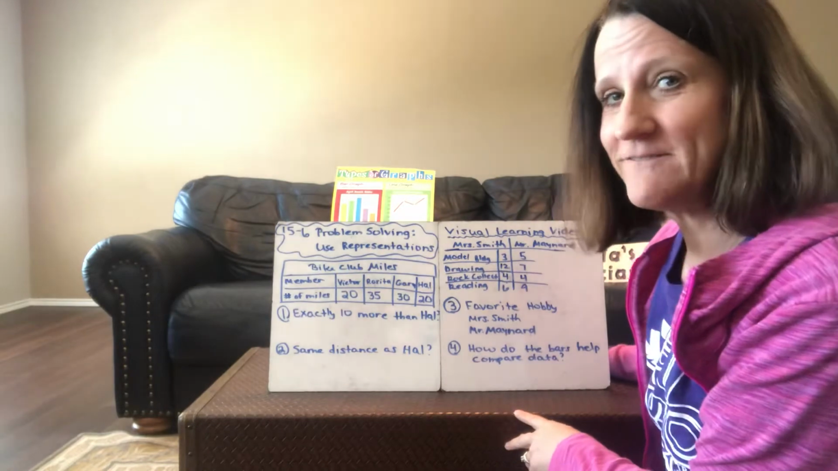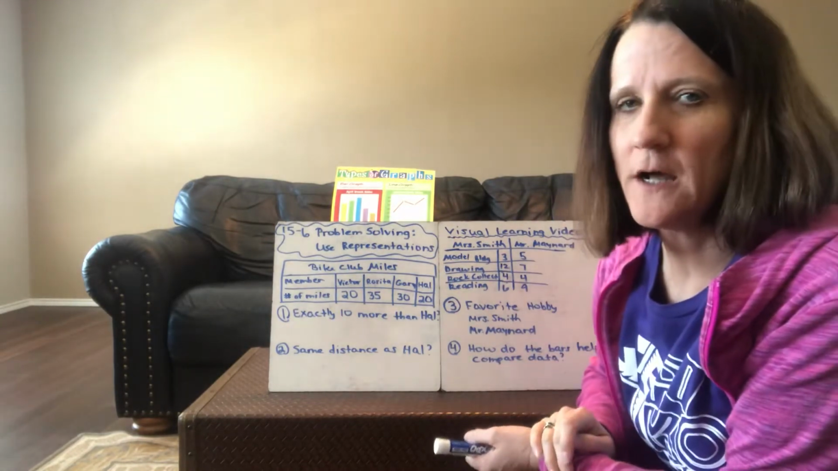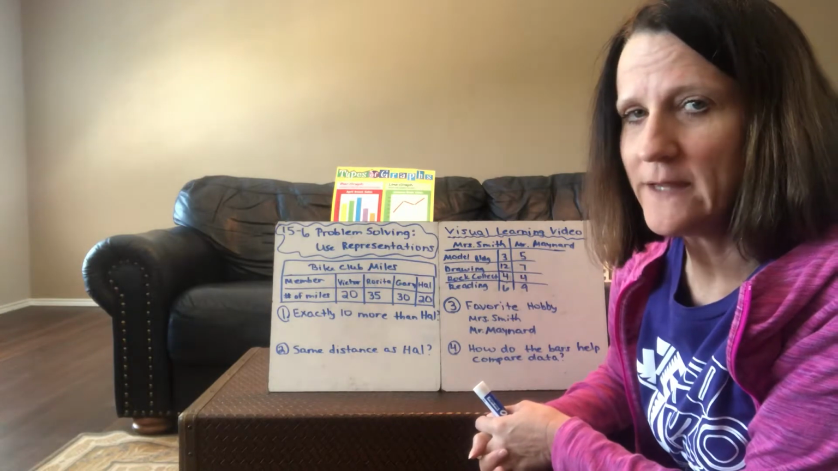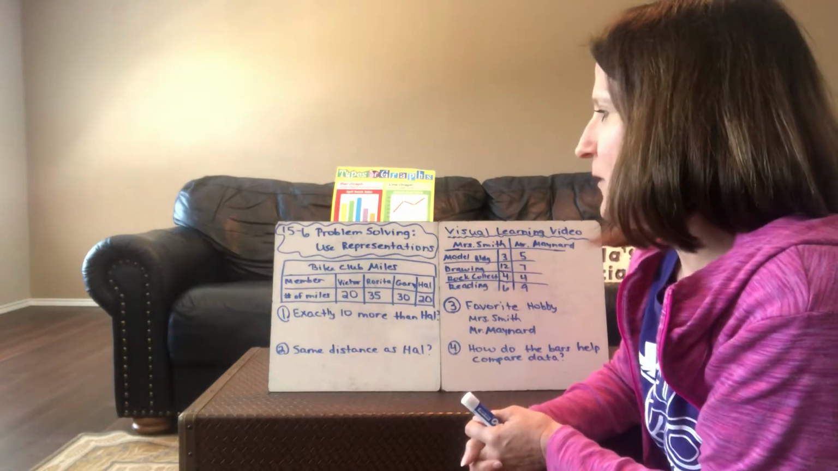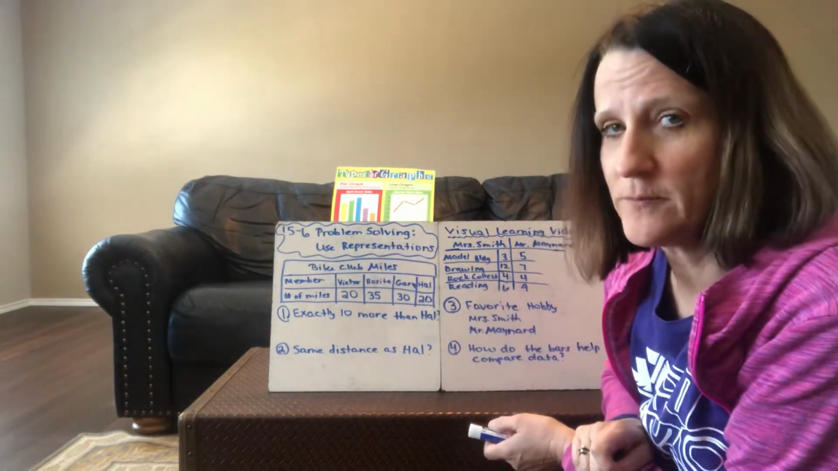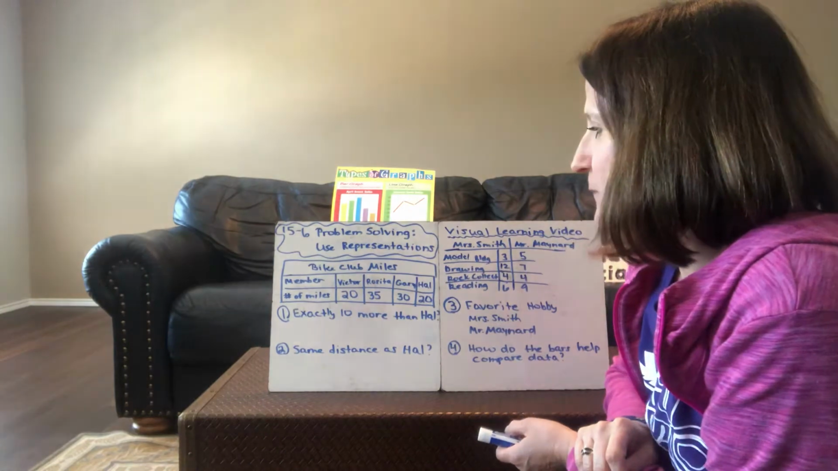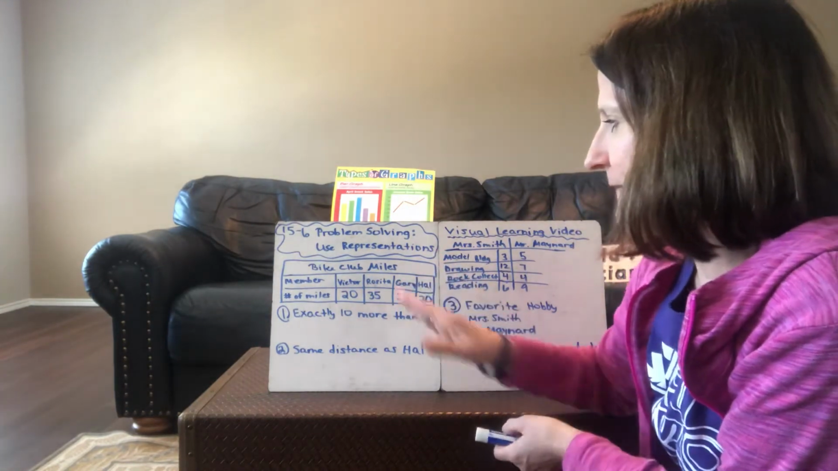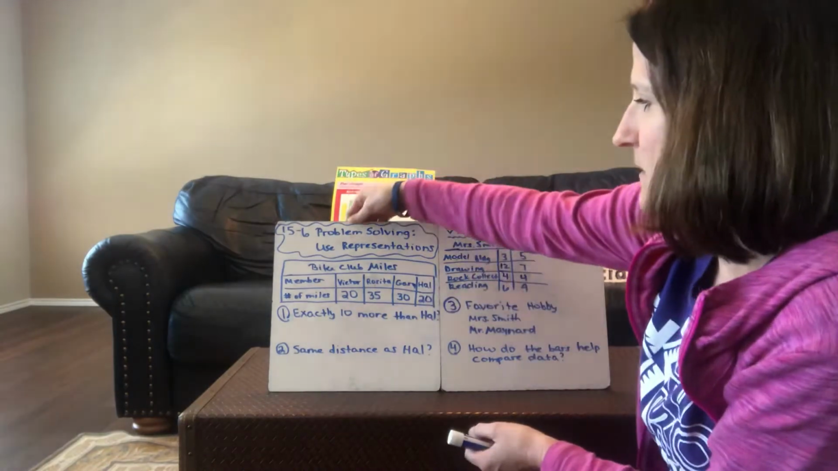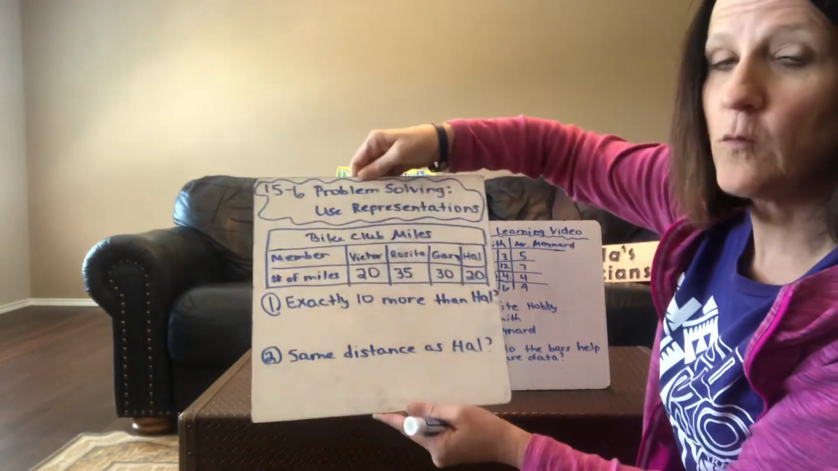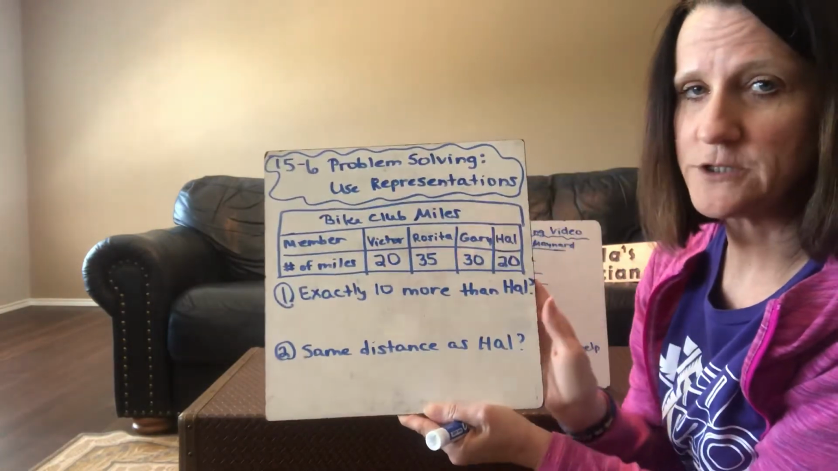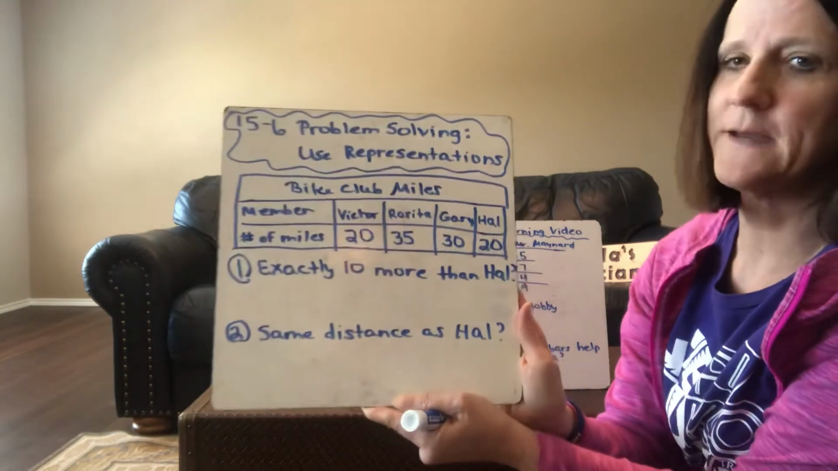This is lesson 15-6, so this is our last one that has the videos before we have the review and then the test. On 15-6, we're doing problem solving using representations. On number 1, they have a little table, and then you're going to answer some questions. Make sure you've watched the videos, because on the visual learning and another look, you do need to watch those in order to answer some questions today.